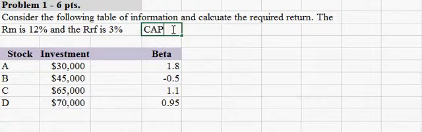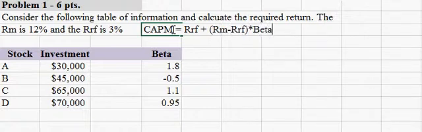So I'll put the formula here. The risk-free rate plus the market rate minus the risk-free rate times the beta. So what we don't have is the beta of the portfolio. We just have the beta of the individual stocks.